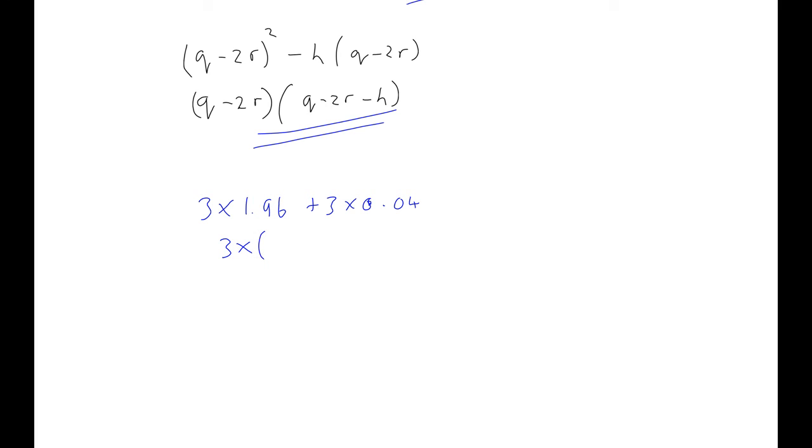So let's do that. 3 times (1.96 plus 0.04). Well, that's just 3 times 2. And that equals 6. That is an awful lot easier. Okay, I hope that's been helpful.